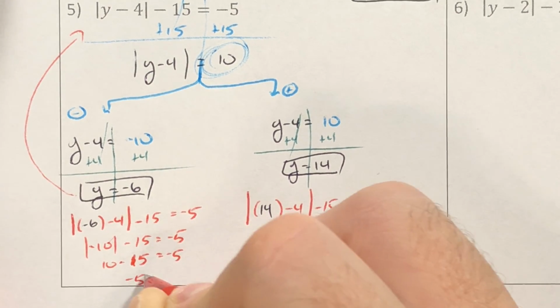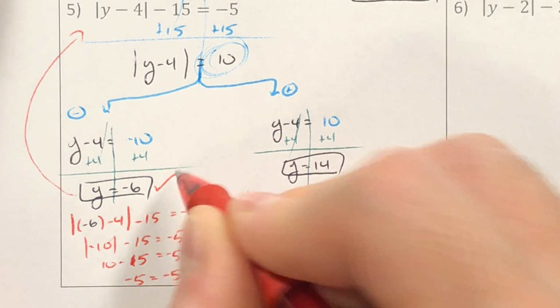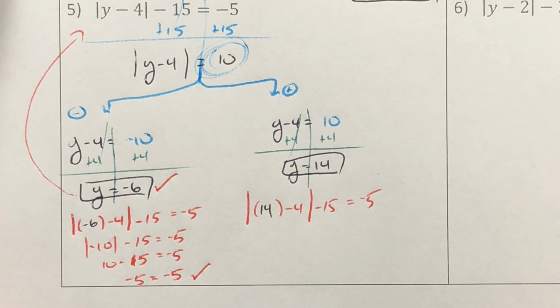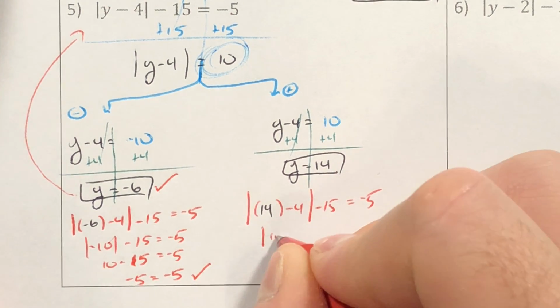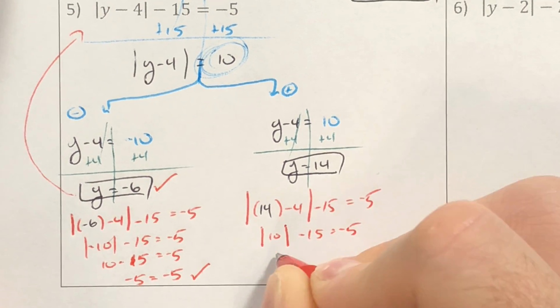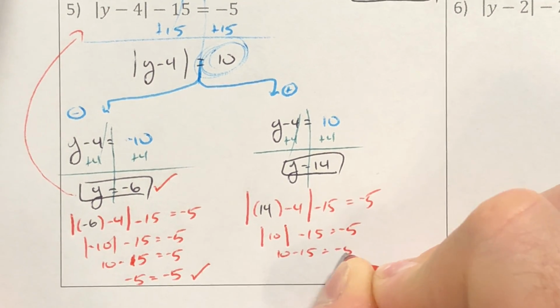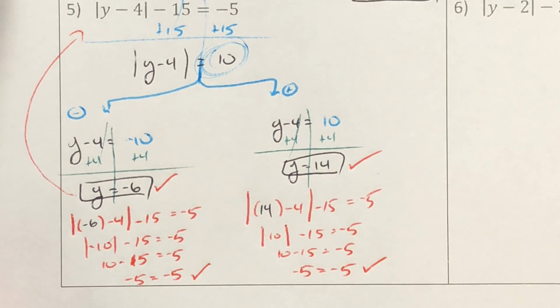10 minus 15 is negative 5. That is a true statement right there, so that does include that as part of my answer. I'm looking at this one right here. The absolute value of 10 minus 15 is negative 5. Absolute value of 10, which gives me negative 5, equals negative 5. That is also true, which means that is also validated as part of my solution set.